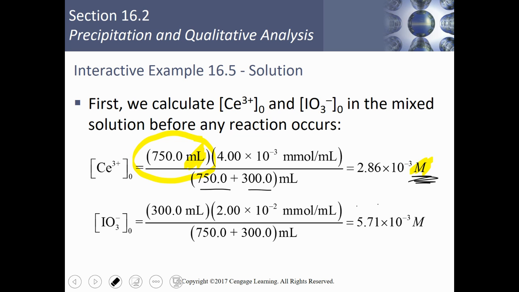Same thing for iodate. From that information, you had 300 milliliters times your concentration divided by your new volume, giving you a concentration or molarity of iodate ions in that new solution beaker. So this is after you combine those two solutions.